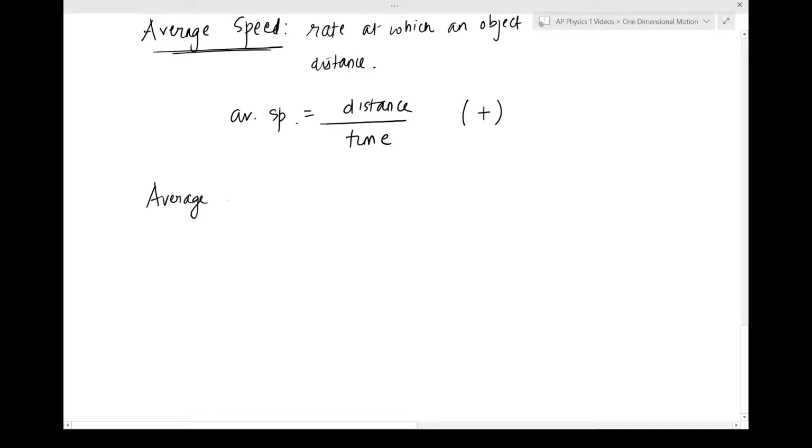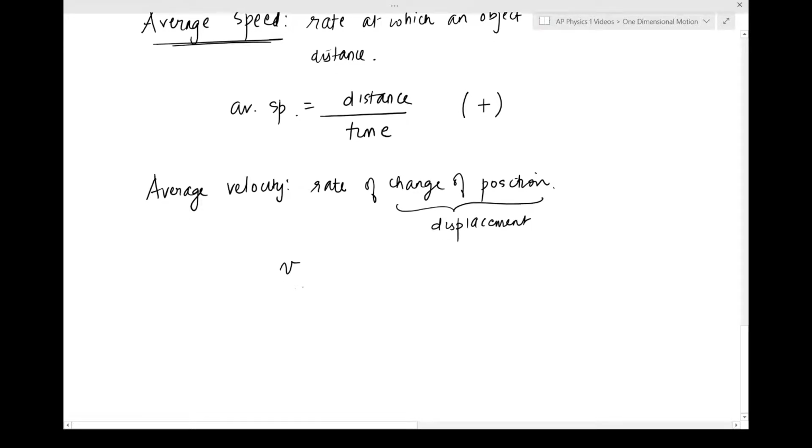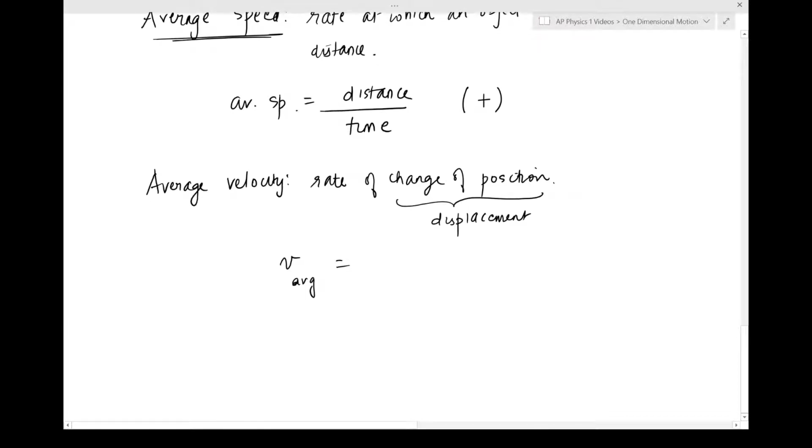Average velocity is the rate of change of position. Now we already know what change in position is. So this quantity we know is simply displacement. So we can write average velocity, and we'll use the letter V and then AVG for that to say that it's average. And this is going to be equal to displacement divided by time.